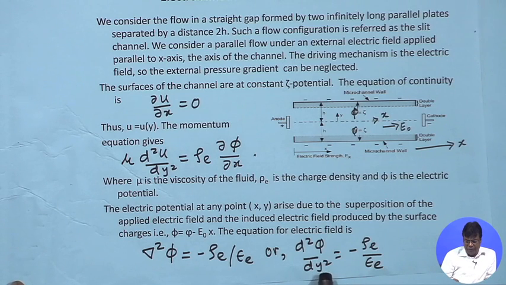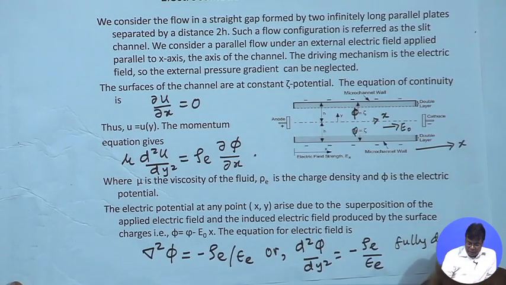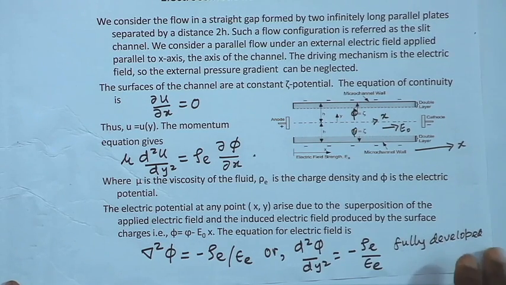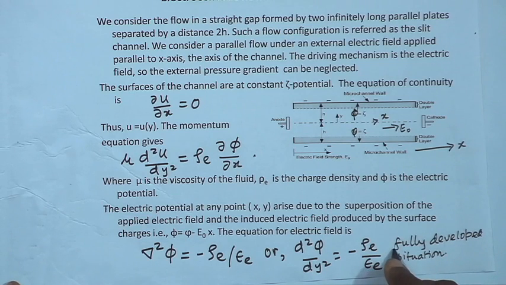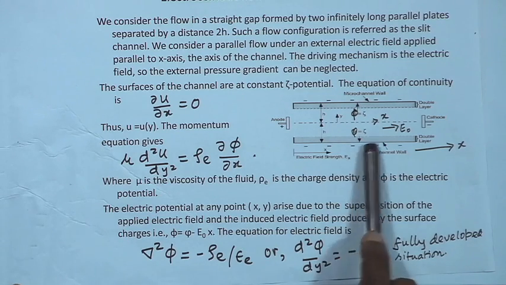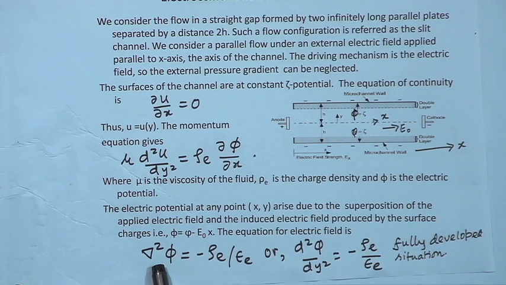Which comes out to be d2 phi dy2 equal to this. Here we have taken a fully developed situation. That means all the gradients with respect to x, the variation of the variables u and phi, are neglected along the x direction. So, this Laplace equation can be brought down to this form: d2 phi by dy2 equal to minus rho e by epsilon e.